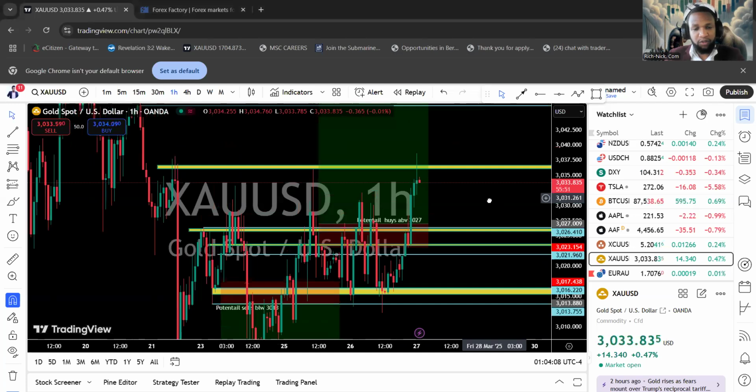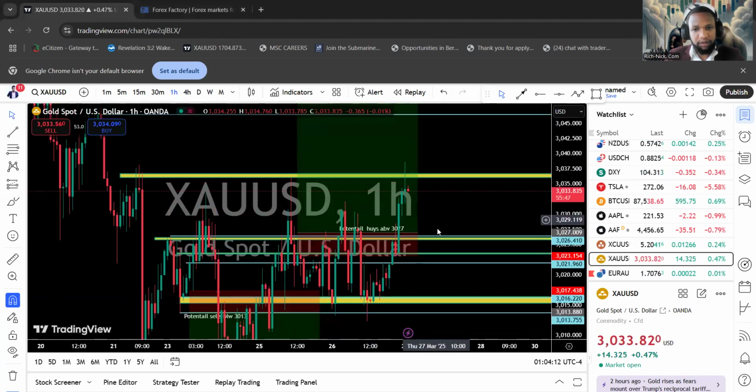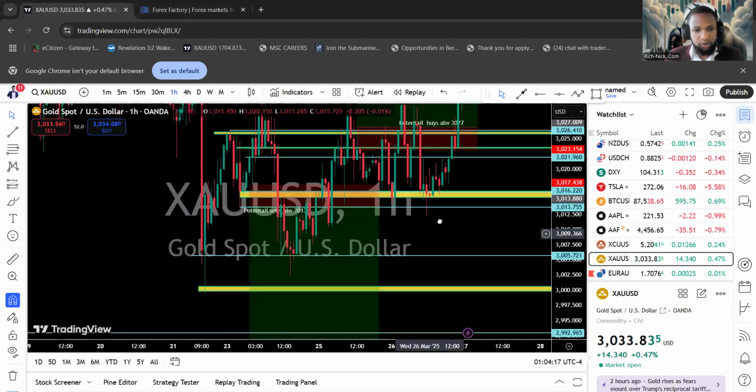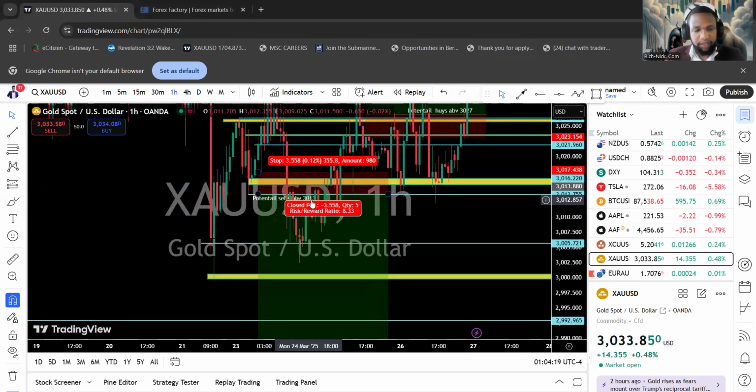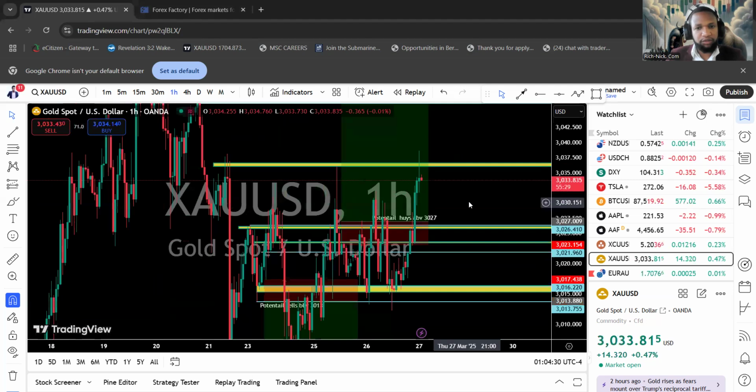Let's check. What do we have? This is what we are looking for. Buys above 30 27, and we got them all the way to take profit one. Very good. Also, the sales, we did get sales below 30.13 over here. And we pushed all the way to take profit 1, 30.05, over there, and then went back up. So, congratulations to everybody that got this trade.